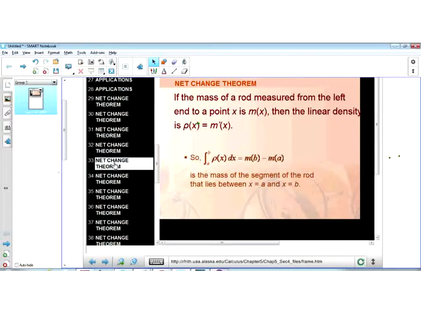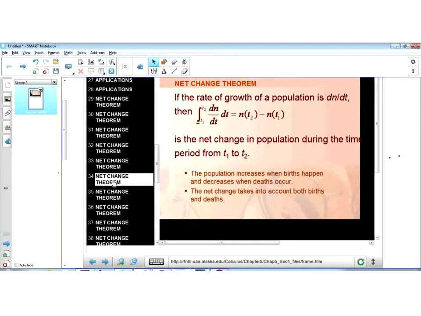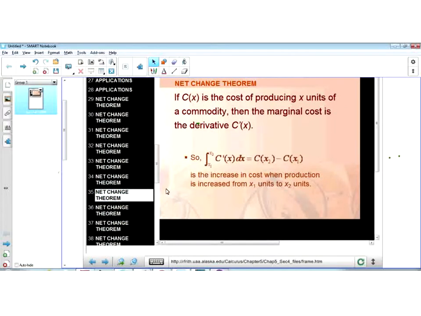Okay. The mass of a rod, similarly, okay, so we're going back to all those other problems. The rate of growth of population, okay, so all of these are coming back now. The C of X, the changing cost of production of a commodity, you just integrate the marginal cost from the initial production output to the final production output.